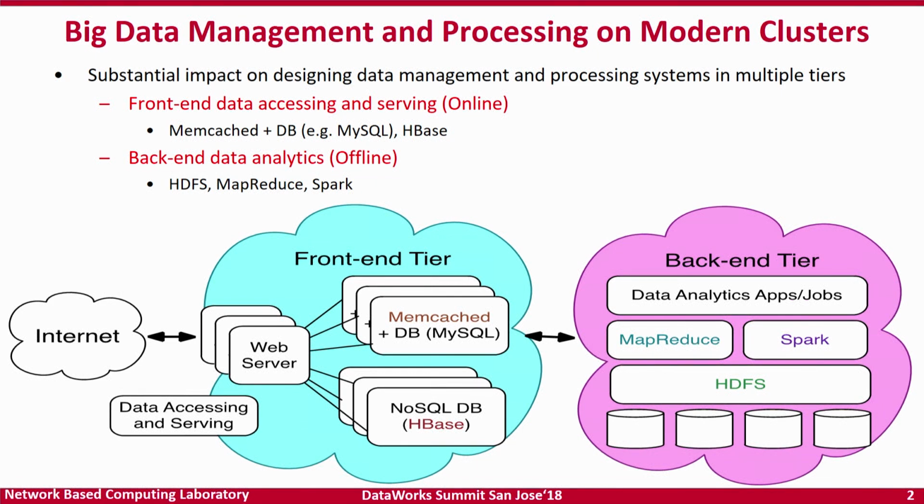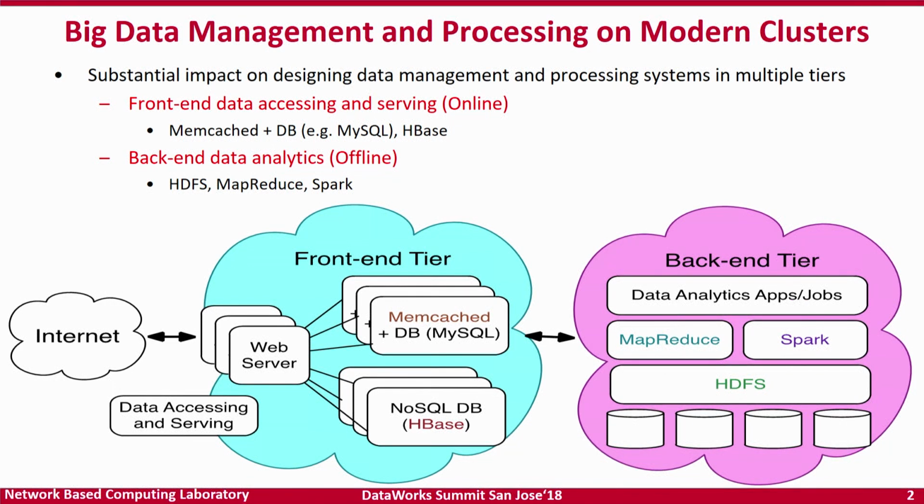You typically have a web server in the front-end tier, and the web server is accessed through the internet by users. And the web server is typically backed by a database, which can be either a MySQL database or any other database. And then it usually has a cache built on top of it, which is, let's say, memcached. And in modern data centers, it can also have a NoSQL kind of database like HBase. So this is typically what the front-end tier looks like.